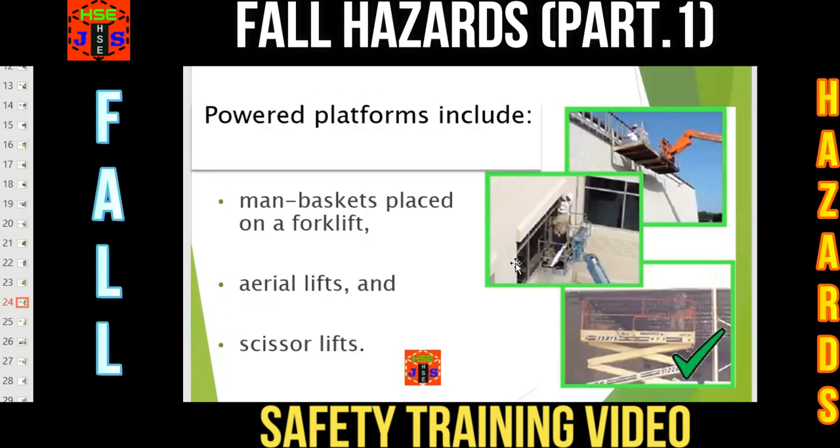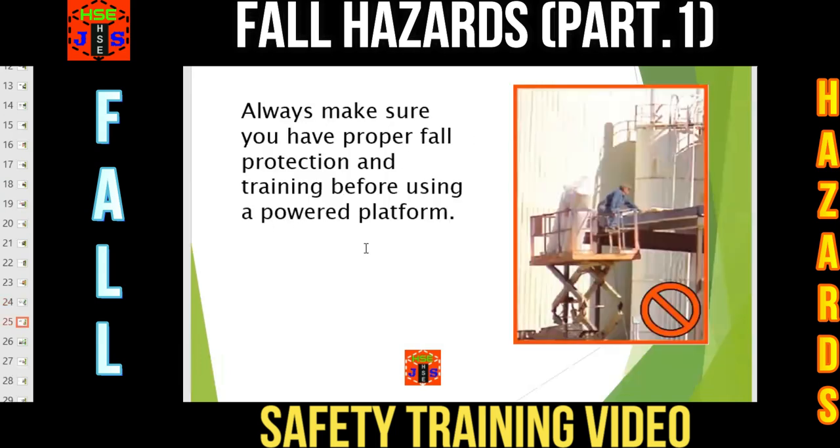Let us discuss now powered work platforms. Powered work platforms include man baskets placed on a forklift, aerial lifts, and scissor lifts. These are the examples of powered platforms. Always make sure you have proper fall protection and training before using a powered platform.